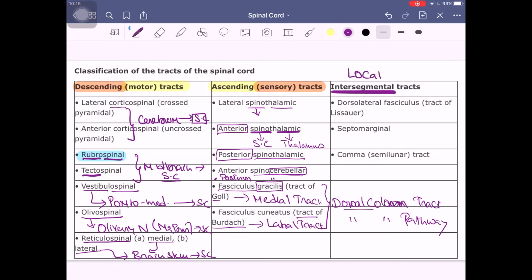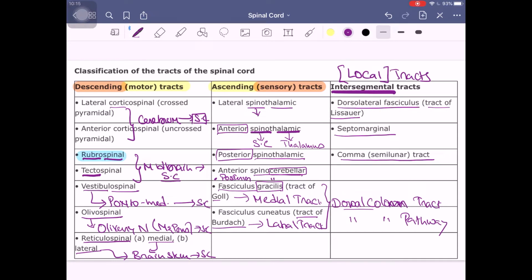Local means they are present in one place only. That is why another common name for them is local tracts. They include the dorsolateral fasciculus, also called the tract of Lissauer. We'll see about them. There are also the septomarginal and comma tracts, or semilunar tract. Based on what area they connect or the shape of the tract, they have been given these names.